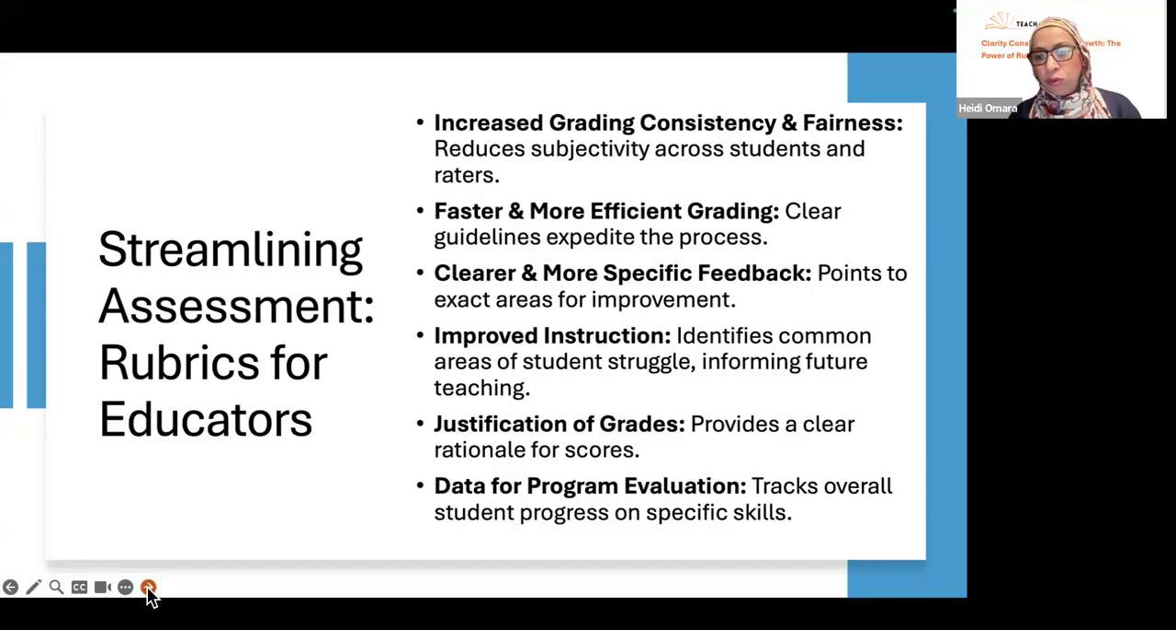And data for program evaluation. It tracks overall student progress on specific skills. So you look at the grades, and if all of them had a problem with writing the thesis statement, that means that you need to revisit the thesis statement again.